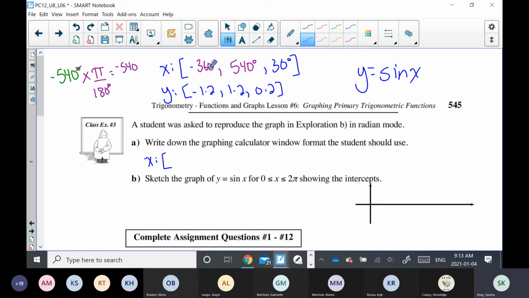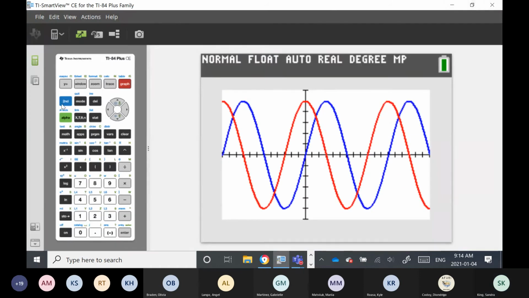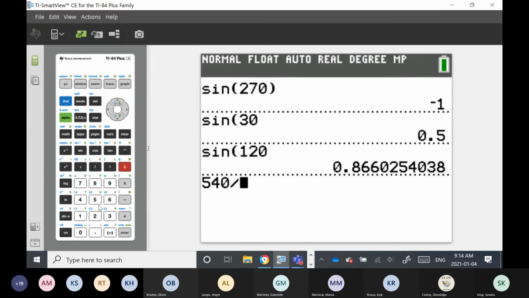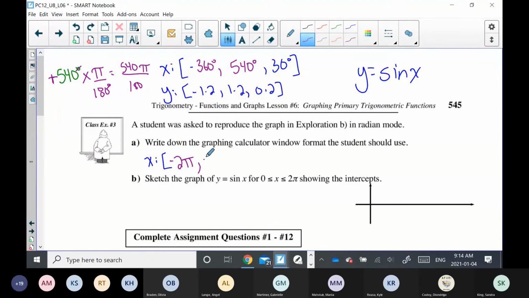Okay, so hopefully many of you could do this in your head. Negative 360 degrees is negative 2 pi. If I said, what is 540 degrees? Let's do this exact same thing that I was doing up here. Let's just change that to a positive. How many radians is 540 degrees? So 540 degrees times pi over 180 is going to be 540 divided by 180, and hopefully you see that's going to be 3 pi. So it's negative 2 pi to 3 pi.